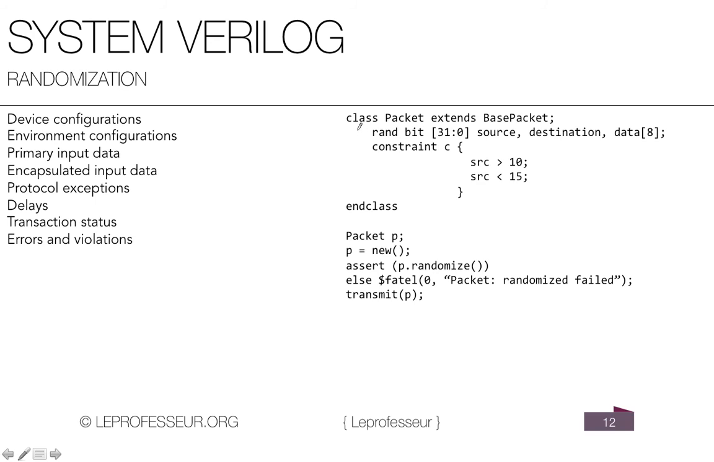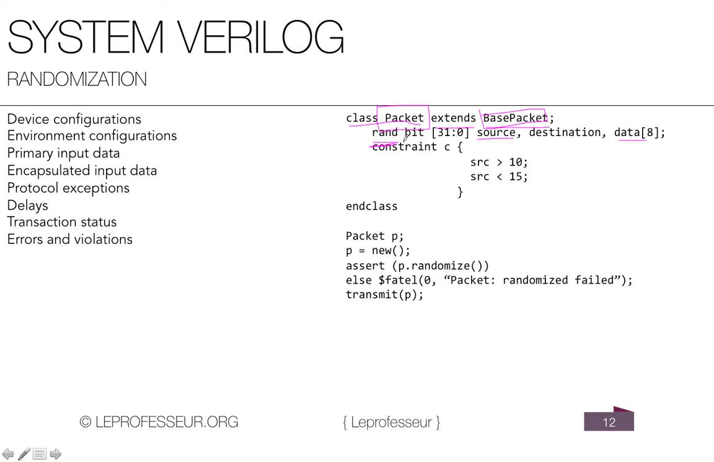Now let's say here I'm writing class packet extends basic packet. So we are using the inheritance feature here, base packet. This class packet is like a child inheriting properties from the base packet. Now as soon as you write rand, when the simulation runs, it will try to randomize these data items: source, destination, data.